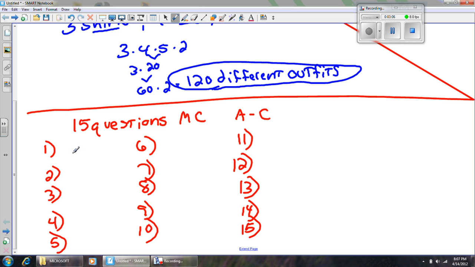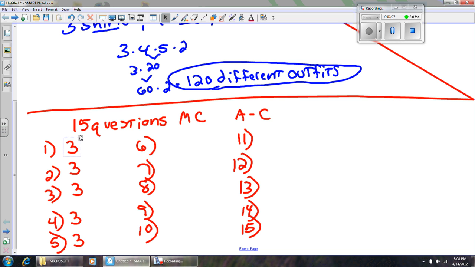Now ask yourself, how many choices do I have for the first question? Well, I have 3, A, B, or C. How many choices for the second question? 3 more, 3 more, 3 more, etc. There's 3 for all of these.